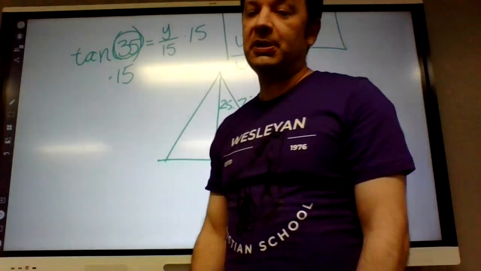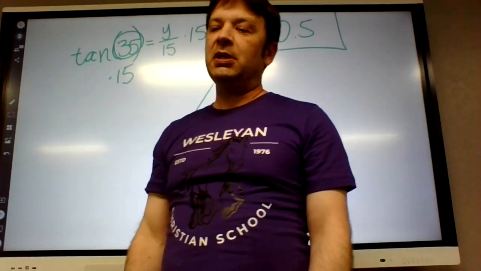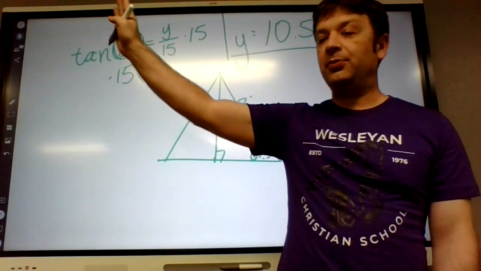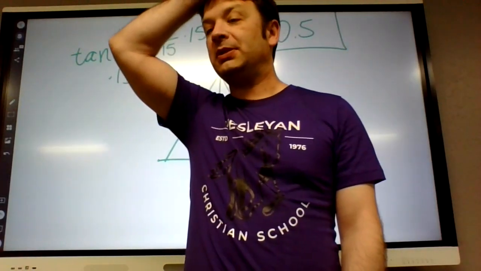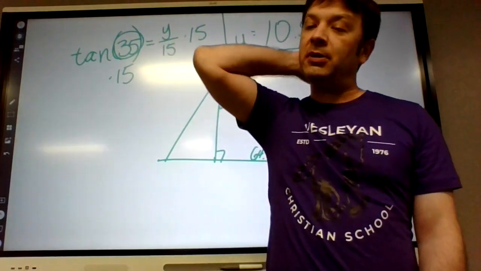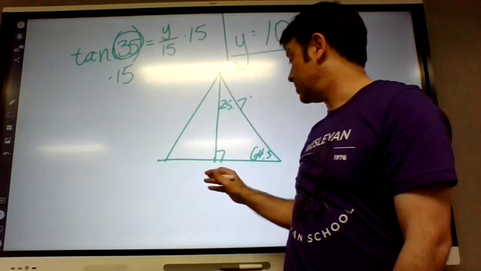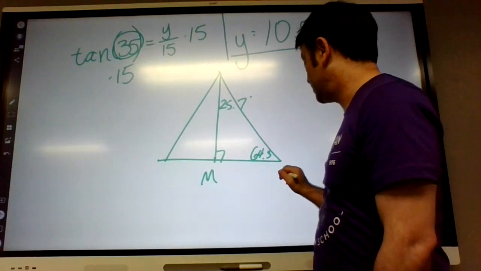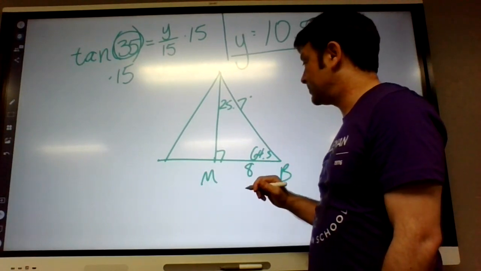And on number 17, it says find MB. If you look in the upper right corner of the picture, it says each side is 16 inches. So MB would be half of that, which is 8.